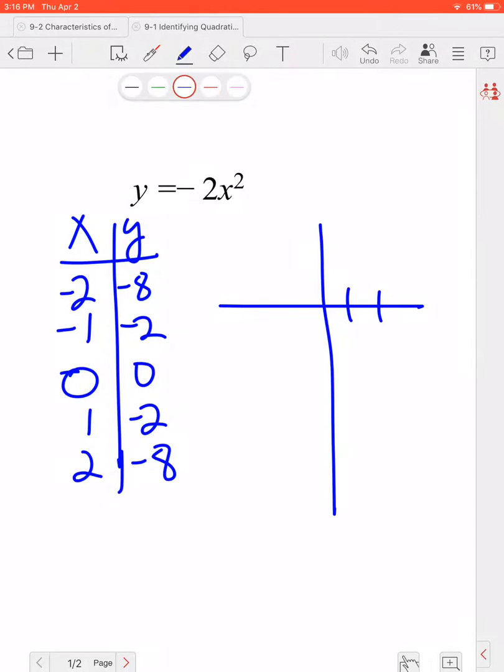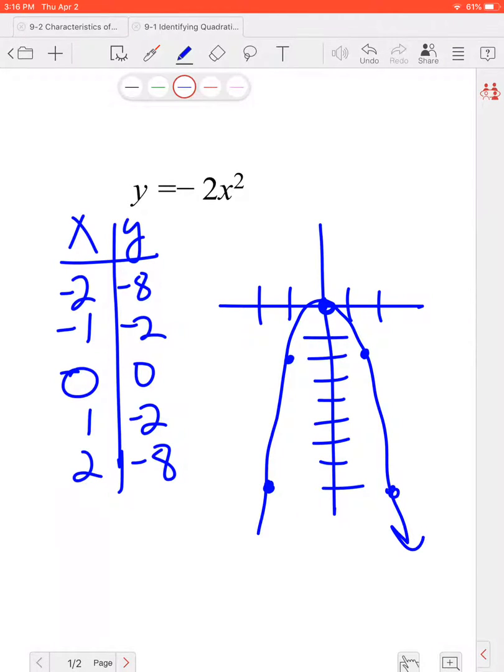So I'm going to have 2 on the x and y axis here, and I'm going to have 8, 1, 2, 3, 4, 5, 6, 7, 8. So we're going to plot the point negative 2, negative 8, 1, negative 2, 0, 0, 1, negative 2, and 2, negative 8. Okay, and again, it's going to be kind of a curve, no points here. Okay, and that's how you would graph a quadratic.